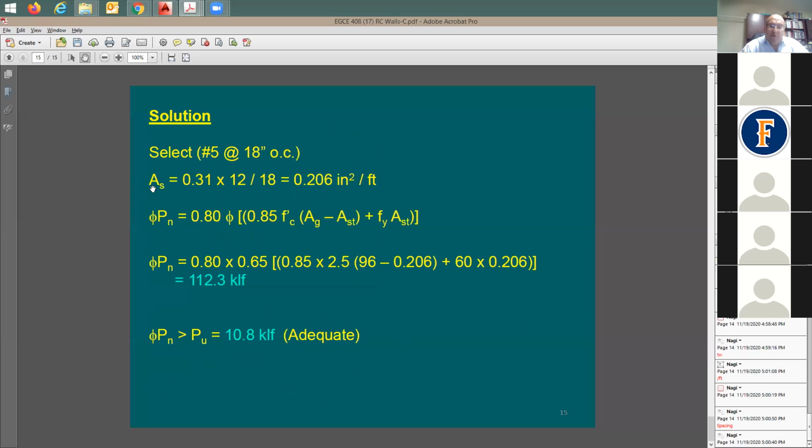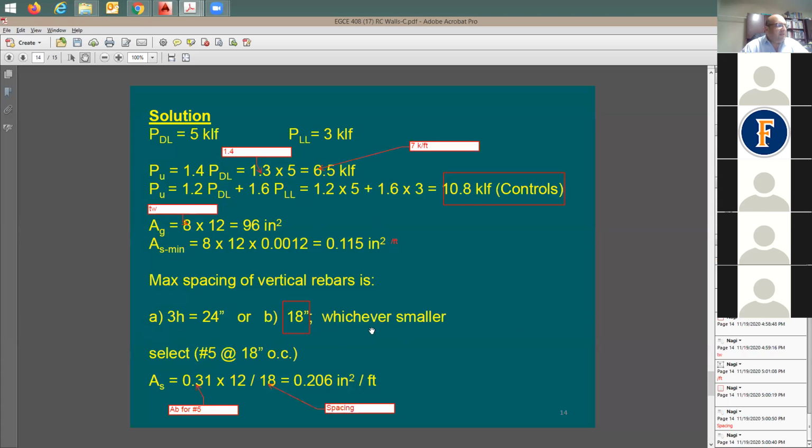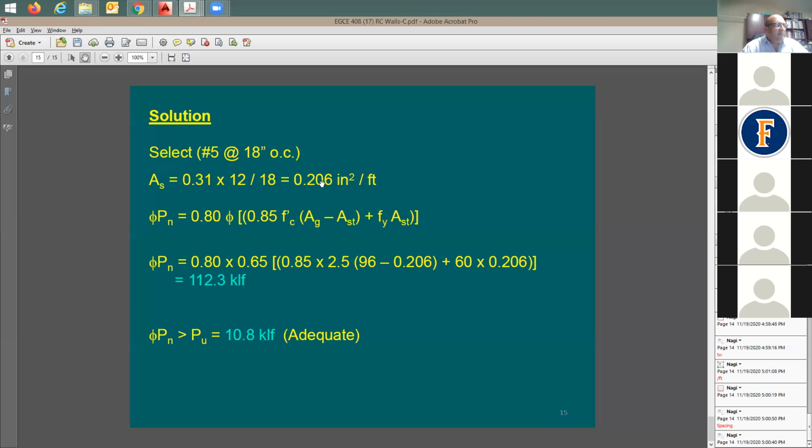Okay, now how much is As for this? I'm going to say cross-section area is going to be 0.206. We have just done it here, right? How about phi Pn? Let me now do that for the tied column. The phi factor is going to be 0.65. We have done this before a few times, so we know this. 0.8 is going to be this constant. What is this constant for? This is for the small eccentricity. 0.85 f'c, 2.5 ksi, right?